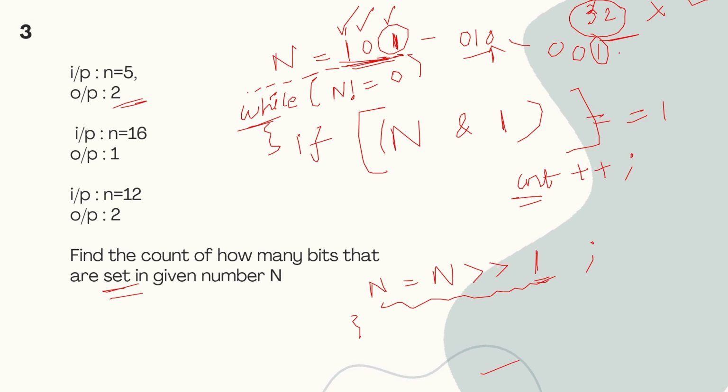And again you will right shift this, you are going to get 0. So whenever you get 0, you will come out of this while loop, because this while loop only runs when n is not equal to 0. So it is very easy.